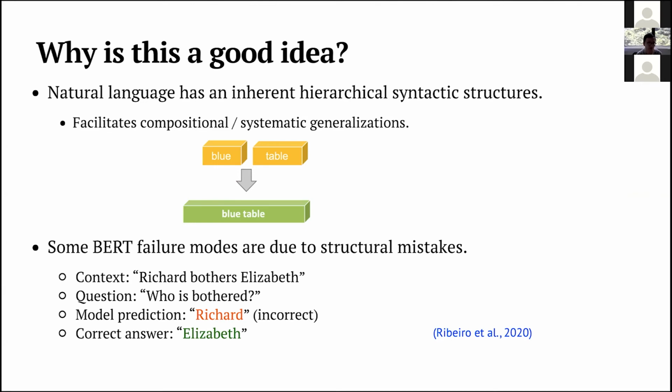So we have the context here, Richard borders Elizabeth, and the question is, who is Bernard? This is a really, really simple question. I believe no human being can make a mistake in this. The correct answer is Elizabeth, but the model actually predicts Richard because it ignores the syntactic structure inside this. So this kind of sequential objective works poorly in terms of structural mistakes.